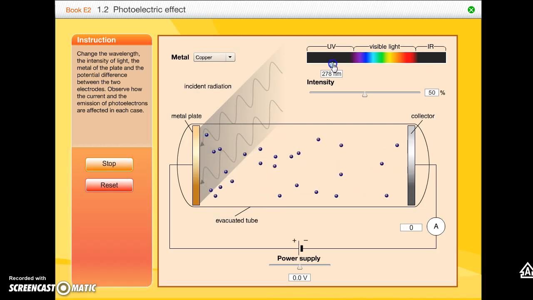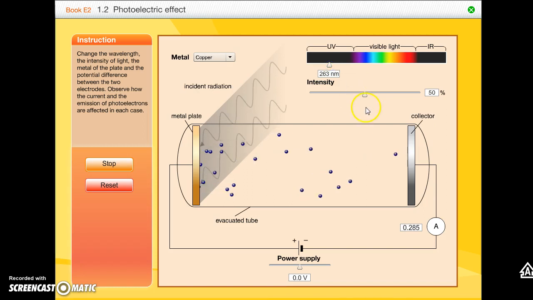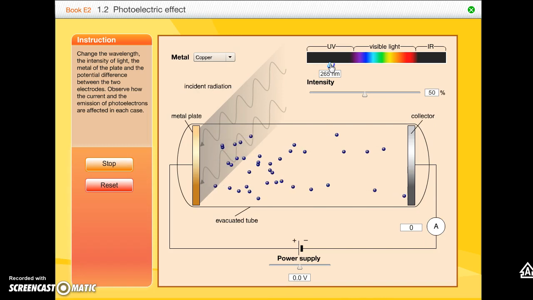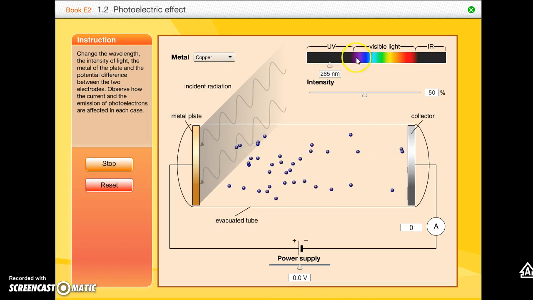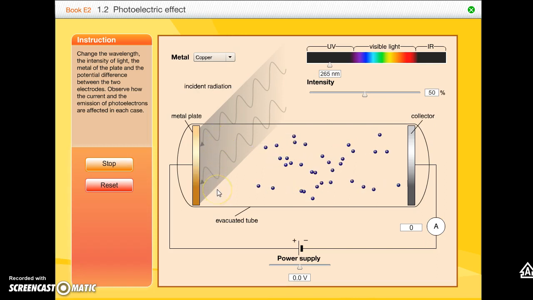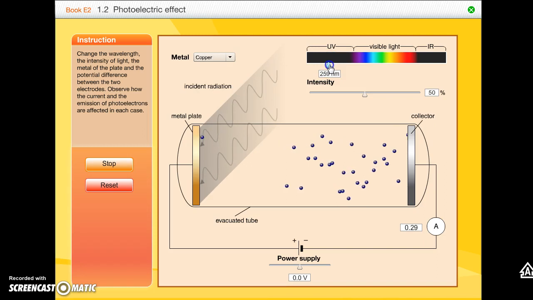Look at this. I make it 282. No more. So if there is a wavelength shorter than that, then there will be photoelectrons. And longer than this, for example, 265, sorry, no electrons at all. No photoelectrons anymore. Let's make it 264.